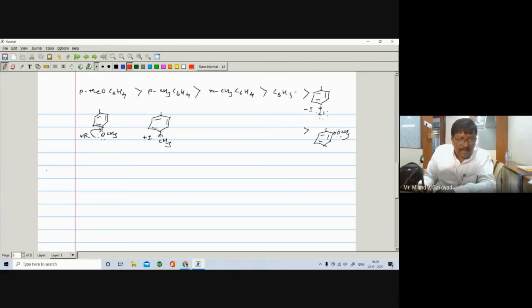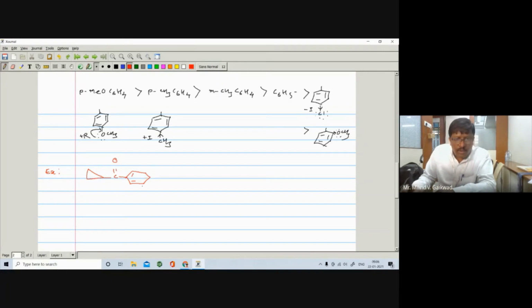Suppose the next example is this. I will take one more example. You have a cyclopropane ring, and here is the C double bond O, and here you have a benzene nucleus, with pi bond, pi bond, pi bond.